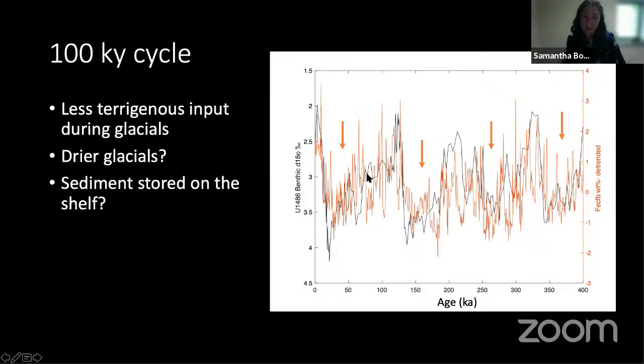All right, so here I'll just show in the time domain the iron on a carbonate-free basis, showing these strong 100,000-year cycles with the benthic delta-18O record in black. And what you can see is that during max glacial periods, essentially we see less iron making its way to our core site. So this is not reflecting changes in the position of where our site is relative to the shore because of changes in sea level.